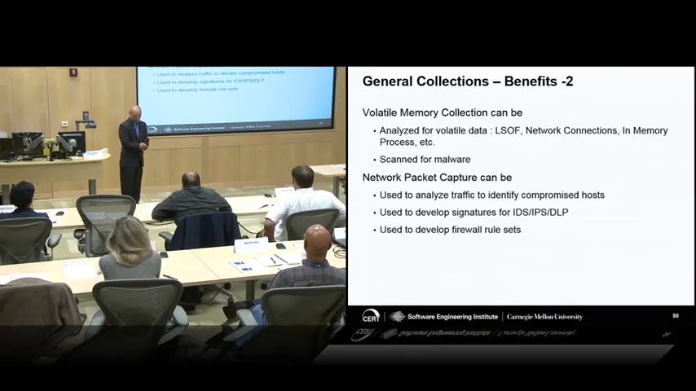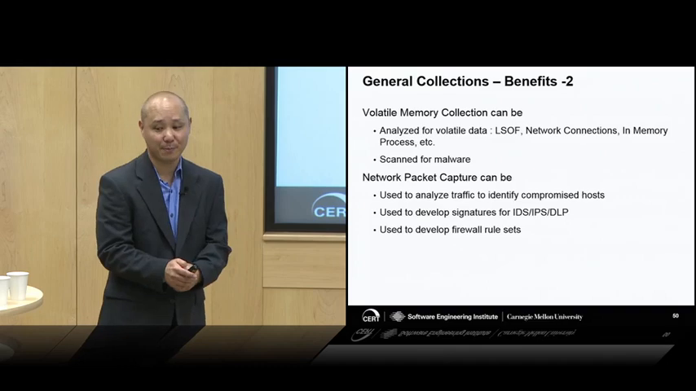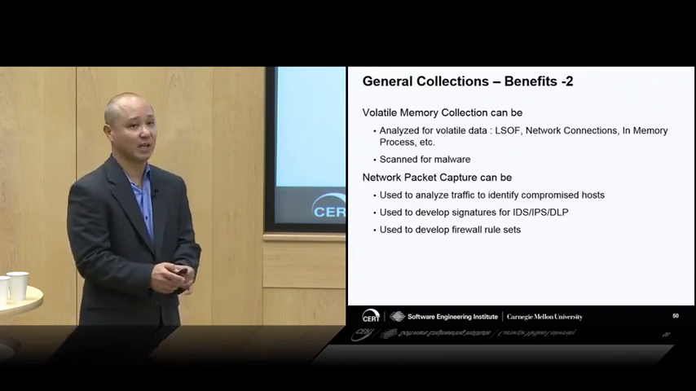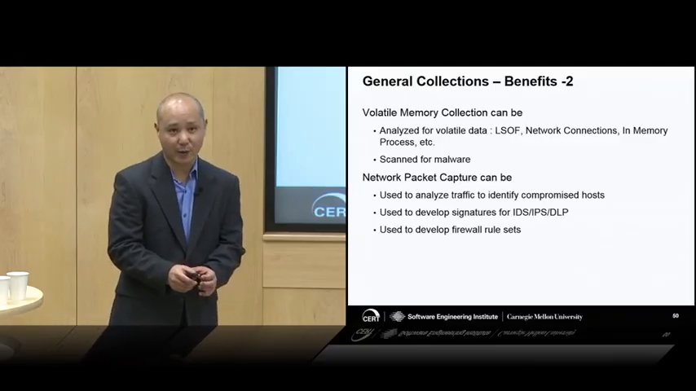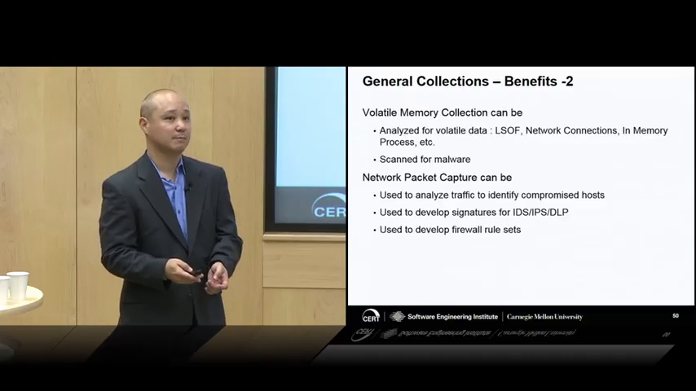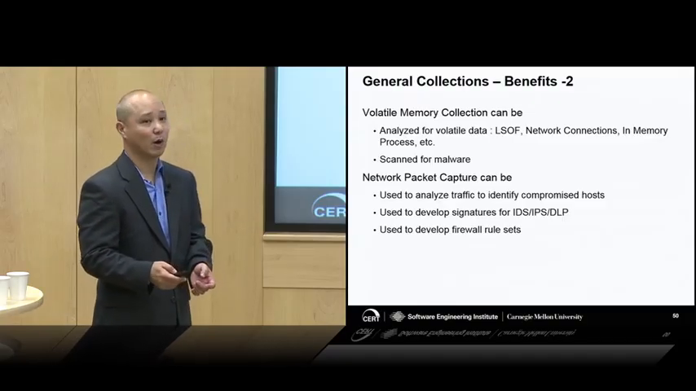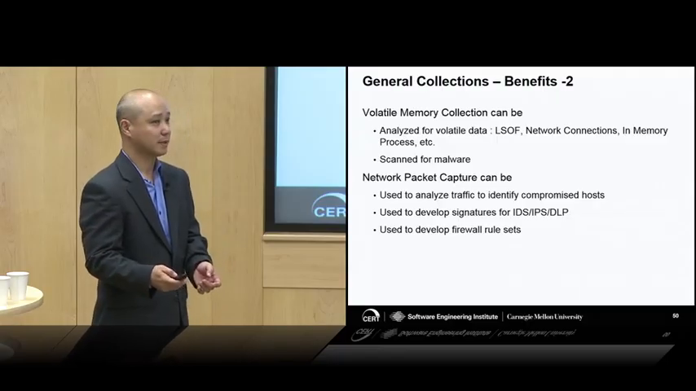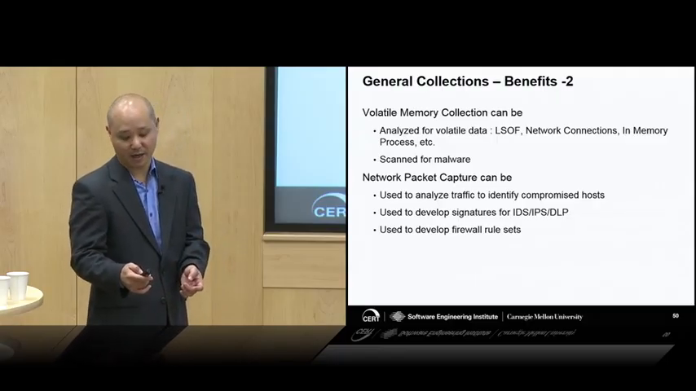Network packet capture can be used to analyze traffic to identify the compromised hosts and where other things go. If you use some of the NetFlow data, you can see where things have traveled to and from that particular host. And you can also use that information to develop some signatures or filters through your IDS, IPS, or DLP systems. And then used also to develop firewall rules if they use a particularly interesting or odd port or service. You can stop that at the firewall.